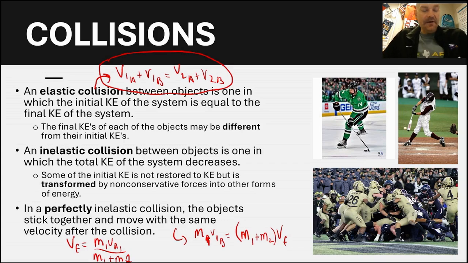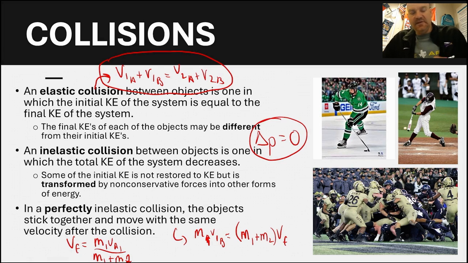Now, remember, with collisions and for all of our processes, delta p, the momentum, is always going to be conserved. So the difference now becomes elastic versus inelastic collisions.